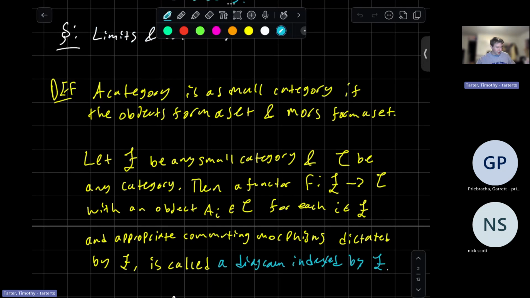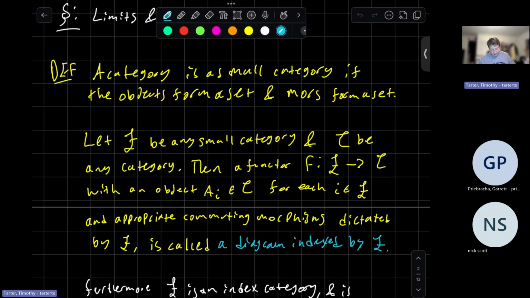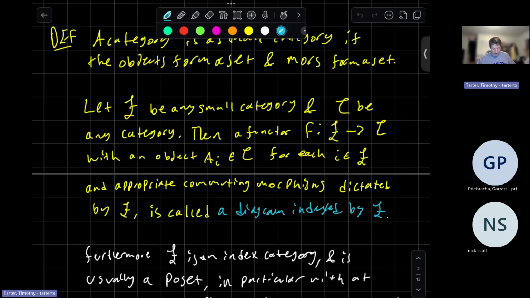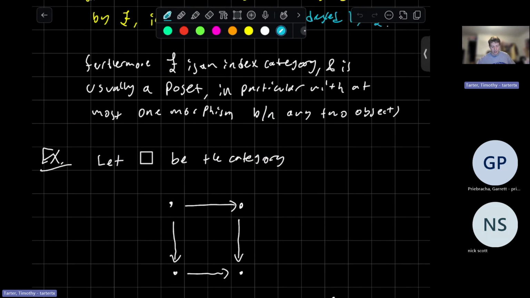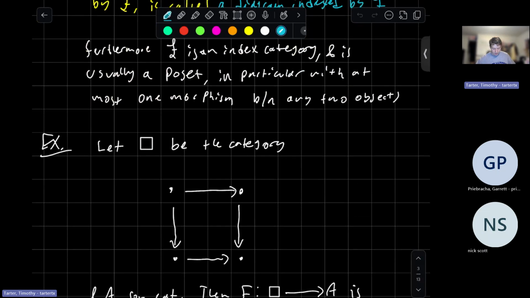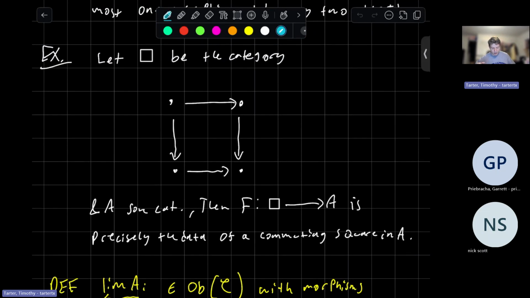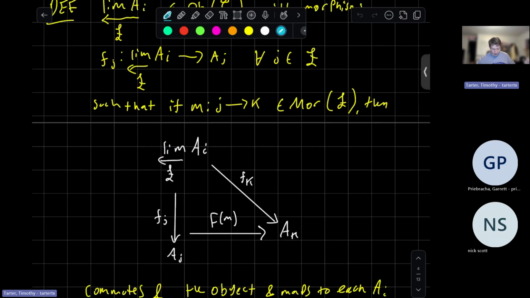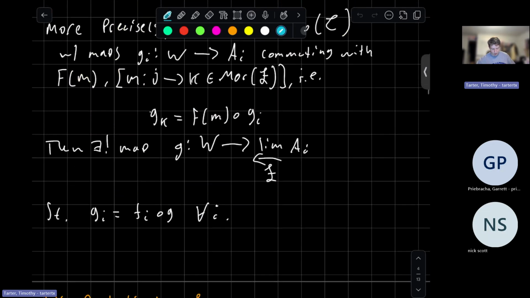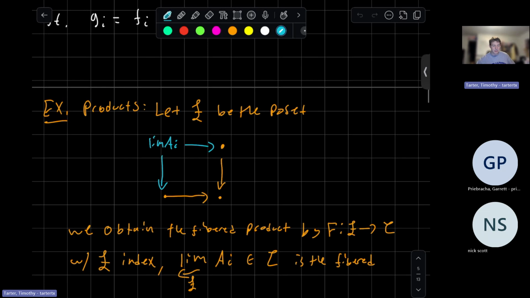Limits and co-limits were the next thing that we talked about. We defined a small category as a thing where the objects and morphisms form a set, and everything we've thought about as an example of a category has been a small category. Then we said universal diagrams are nice, because if we have a category that looks like this, then we can define the limit in certain ways.